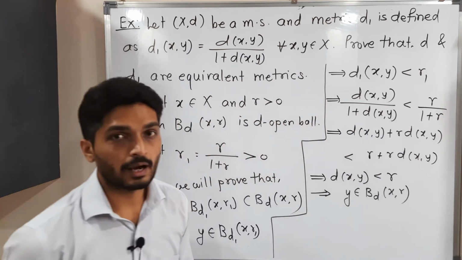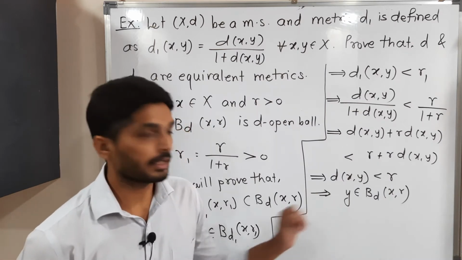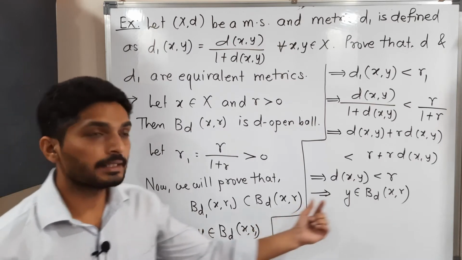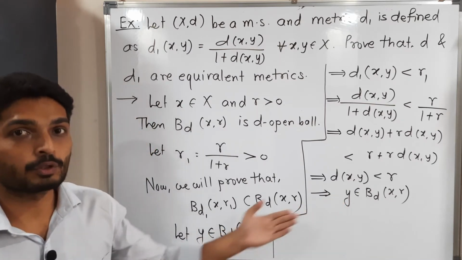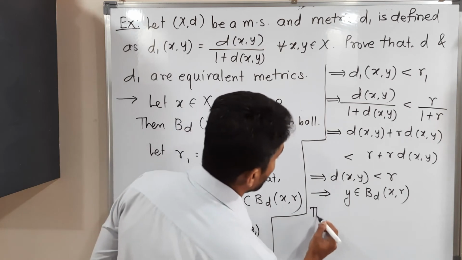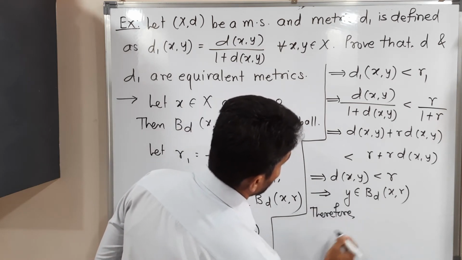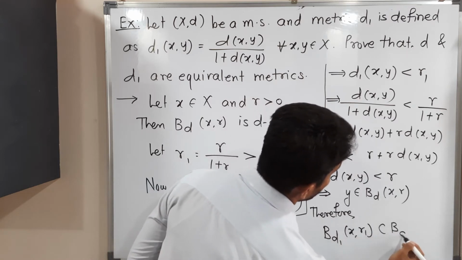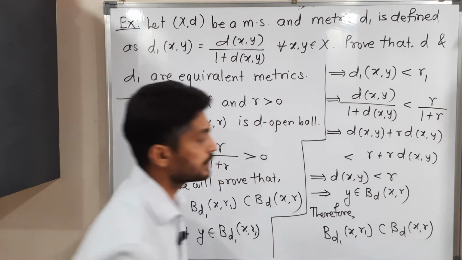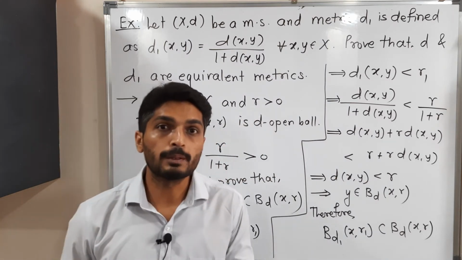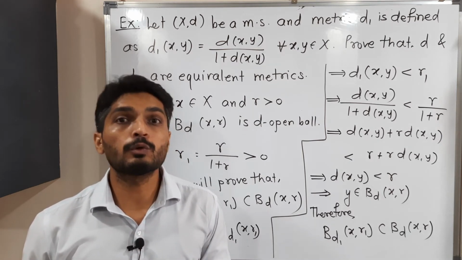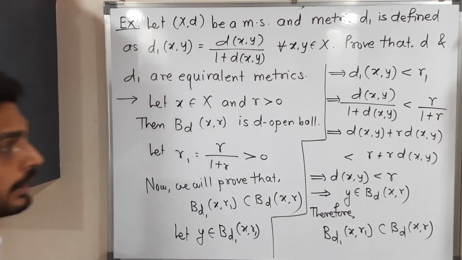So the distance between x and y is less than r, that means y belongs to the d open ball with center x and radius r. Basically, we had taken y from the d1 open ball and we proved it is in the d open ball. So this d1 open ball is a subset of the d open ball. In this way we proved that every d open ball contains a d1 open ball. Now our task is to prove every d1 open ball contains a d open ball. You can make a screenshot of it before we do it.